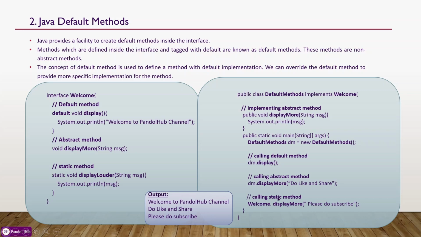And the third one is calling the static method. Since I said the scope is at the interface level, we can access the static method directly using the interface name, and that's what I use, welcome.display more. Sorry, it could be display louder. That is what it's going to print.